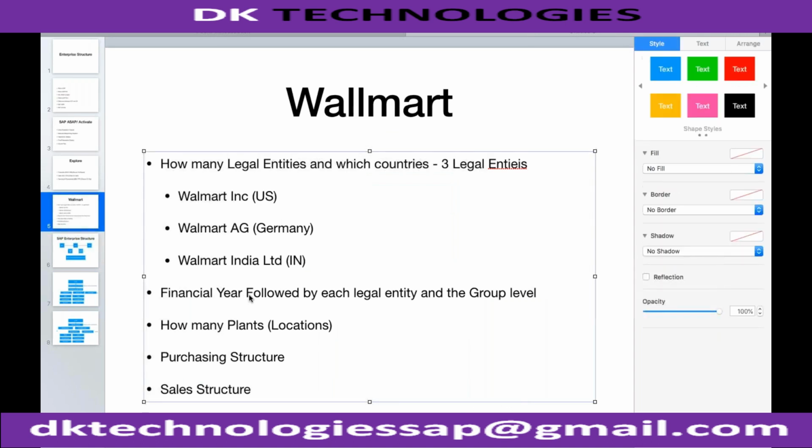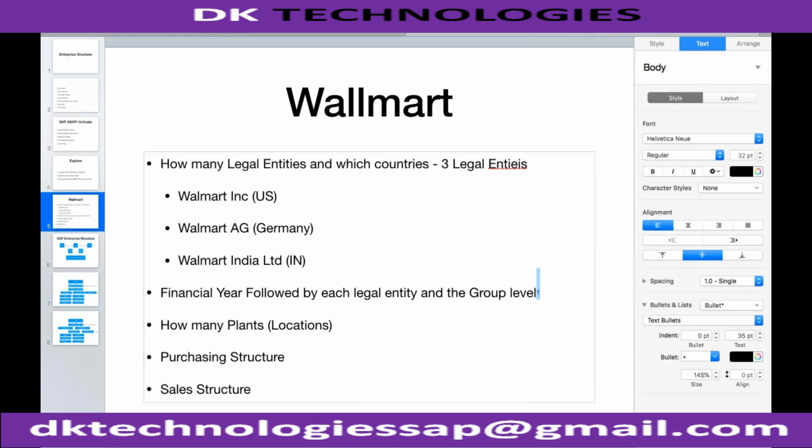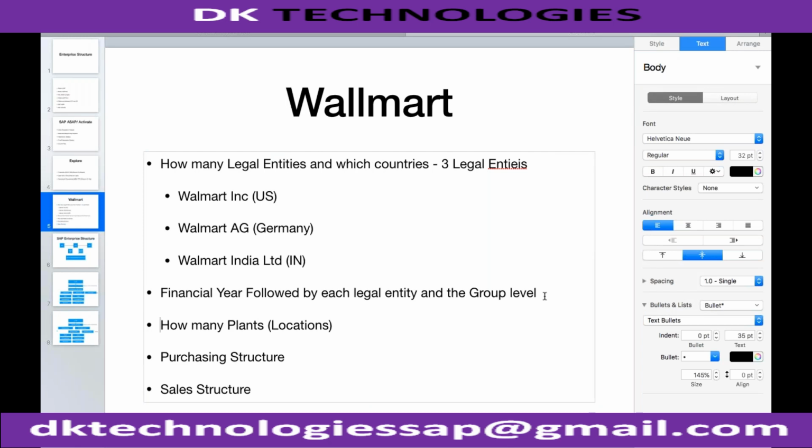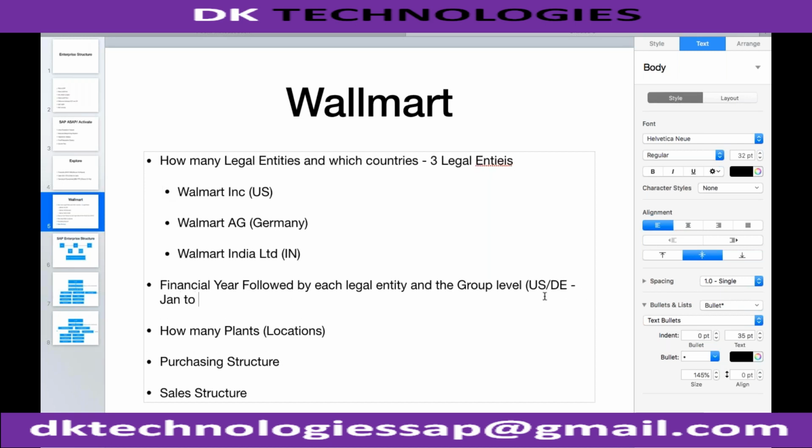Financial year followed by each legal entity and the group level. This answer will definitely help me in the financial enterprise structure, but it has nothing to do with the hierarchy that I'm drawing today. Let's assume US and Germany normally follow a January to December financial year, while the Indian legal entity follows April to March. This answer we will use in our FI related configuration. No need to discuss it as of now.